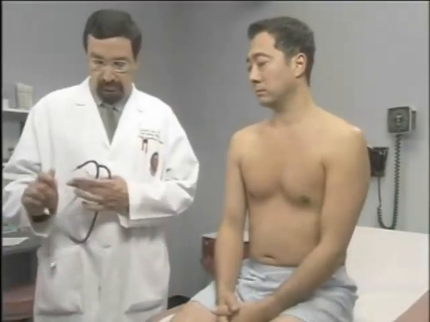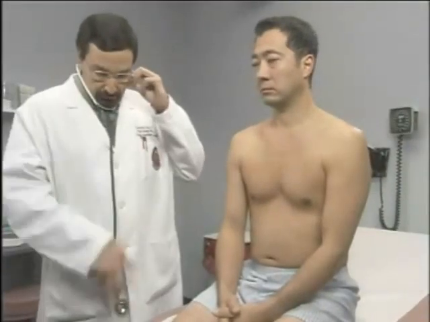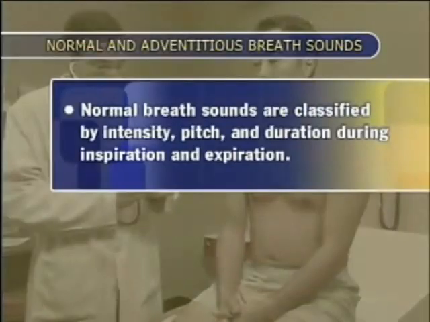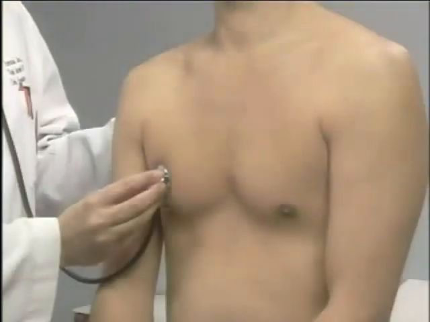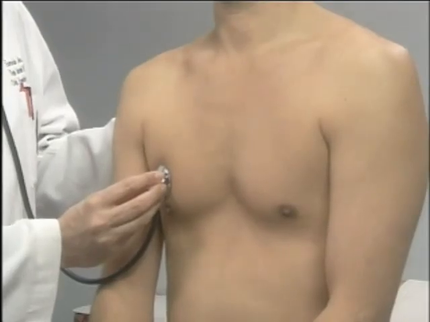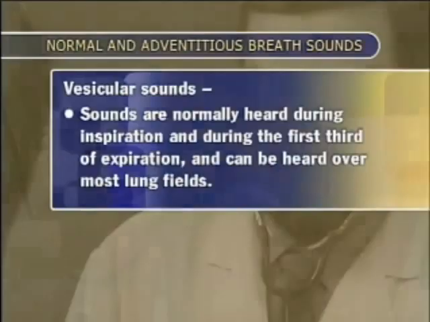Let's pause for a moment and review normal and adventitious breath sounds. Breath sounds are classified by their intensity, pitch, and duration during inspiration and expiration. Normal vesicular breath sounds are soft and low-pitched. They are normally heard during inspiration and during the first third of expiration, and can be heard over most of the lung fields.